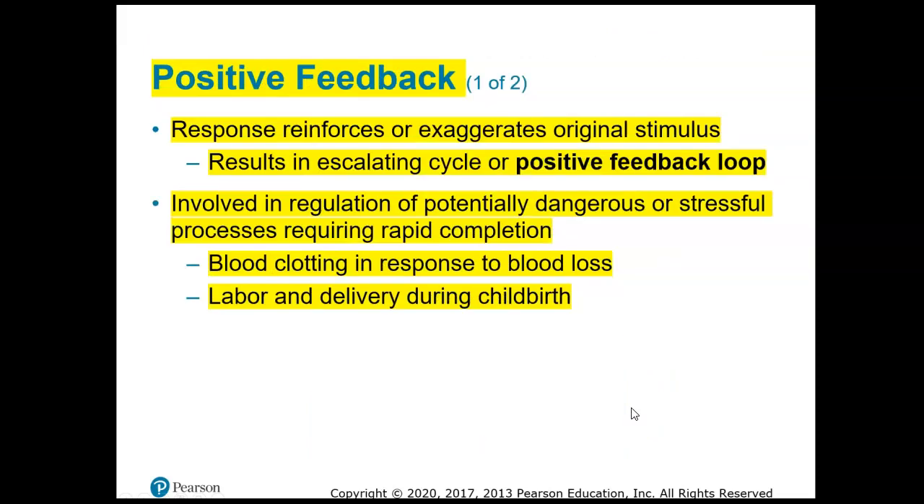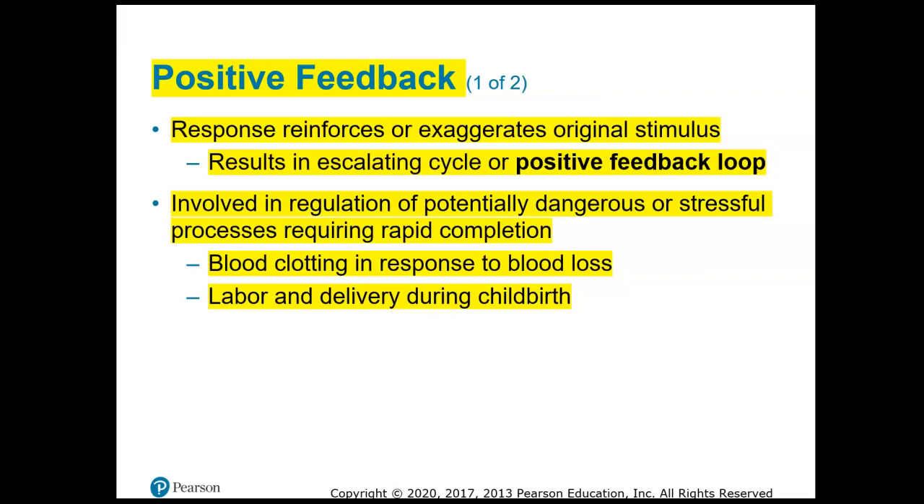Well, positive feedback is not as common, but this is when the response actually increases the stimulus. Blood clotting is an example. So I'll explain it this way. When you bleed, your blood starts to clot, and then it starts to clot some more, and some more. It's just an increase until the process is over, until you have formed a clot that has stopped the bleeding.